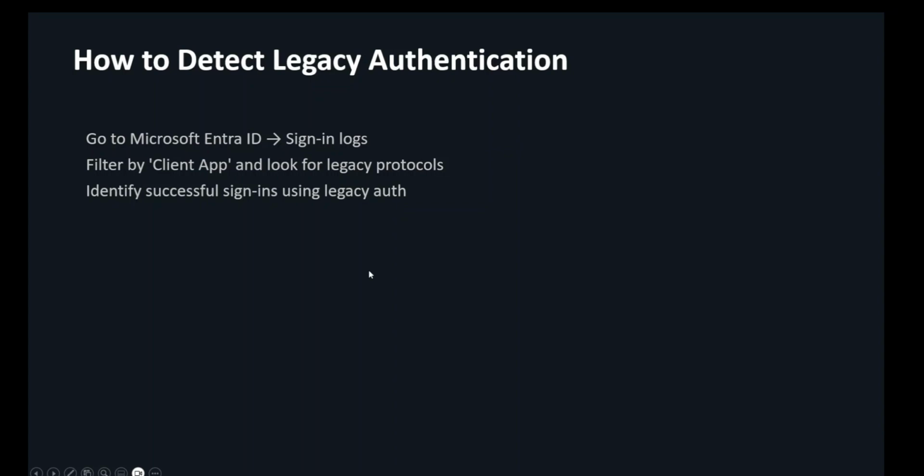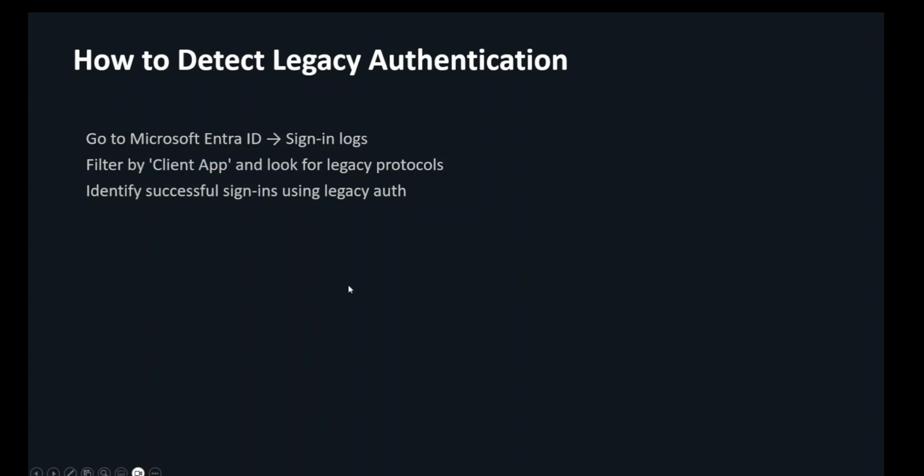How to detect if legacy authentication is enabled or disabled. In order to check, you should have read-only access or global admin access to your Microsoft 365 portal. Log into your Microsoft 365 portal, go to Entra ID, then filter by client type, and then look for legacy authentication sign-in logs. If you see successful sign-ins using legacy protocols, that's a red flag.